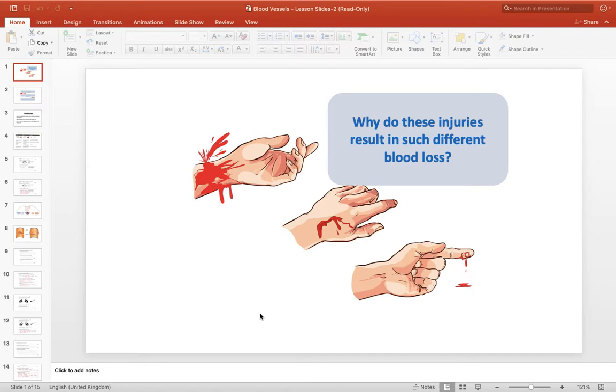To start us off today, we've got three diagrams here. We've got one person who's cut their arm and blood is spurting out. We've got a person who's cut the back of the hand, and although there's a lot of blood, it's just dribbling out. And we've got somebody who's cut their finger quite badly, and the blood is dripping out. I would like you to pause the video at this point, please, and have a think about why these injuries result in such different blood loss.